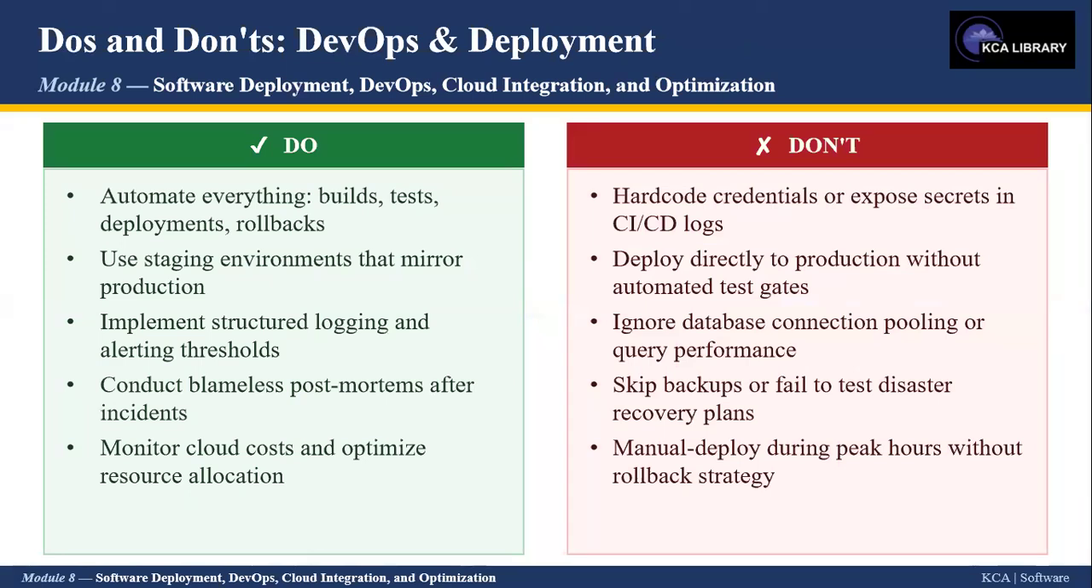Do's and don'ts in DevOps and deployment. For the do's: automate everything. Test deployment and rollback. Use staging environments that mirror production. Implement structured logging and alerting thresholds. Monitor cloud costs. Do not hardcode credentials or expose secrets in CI/CD logs. Do not deploy to production without automated testing. Do not ignore database connection pooling, and do not skip backups or untested disaster recovery. Do not manually deploy during peak hours without a rollback strategy.